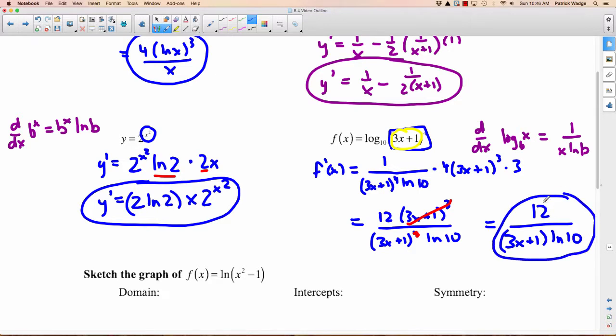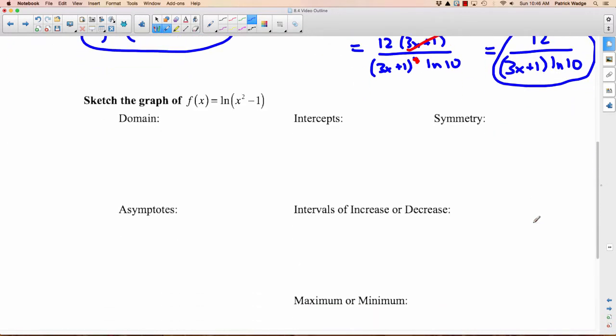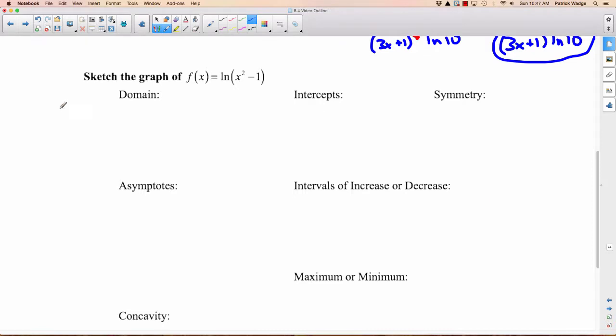Man, I wish that was the end of the video. It'd be a nice length video. Instead, I still need to sketch a graph. No. Okay, here we go.